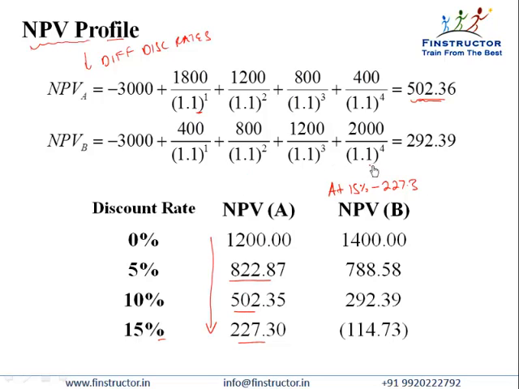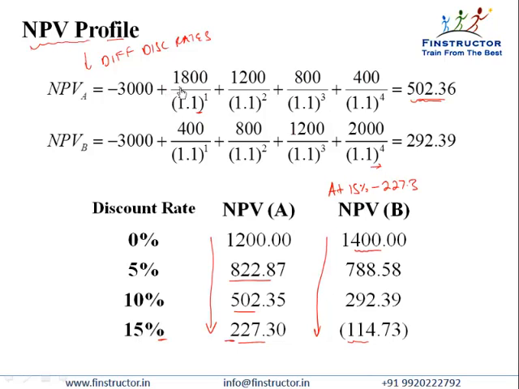If we do a similar analysis for project B, we will notice that the NPV falls even more quickly than for project A. So at 0%, project B has an NPV of 1400. At 15%, project A still has a positive NPV, whereas the NPV of project B has gone down to a negative 114.73. Let's try to analyze why the behavior is as such.